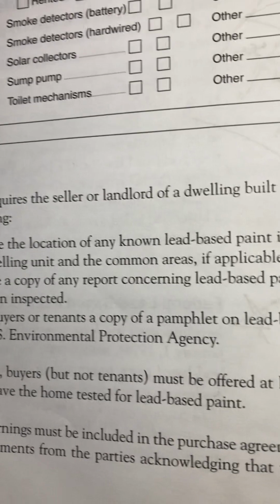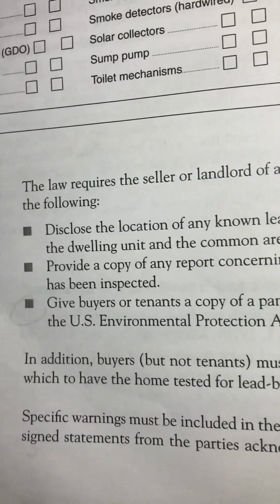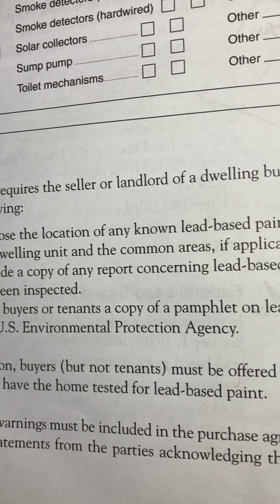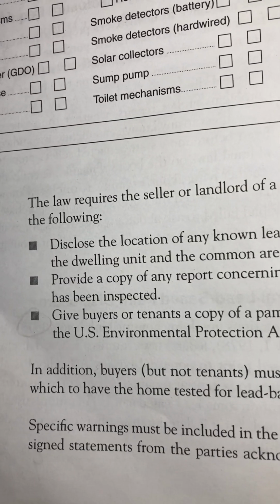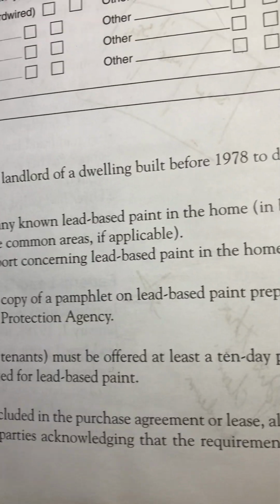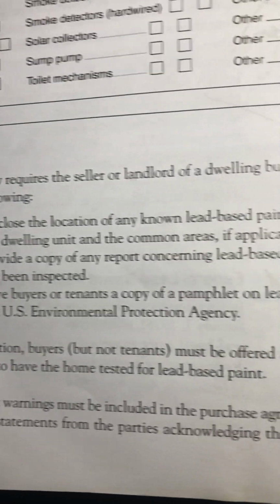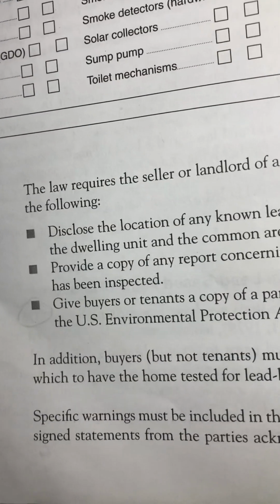Give buyers or tenants a copy of a pamphlet on lead-based paint prepared by the U.S. Environmental Protection Agency. In addition, buyers, but not tenants, must be offered at least a 10-day period in which to have the home tested for lead-based paint.